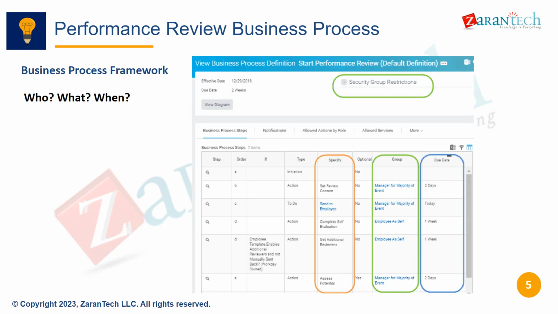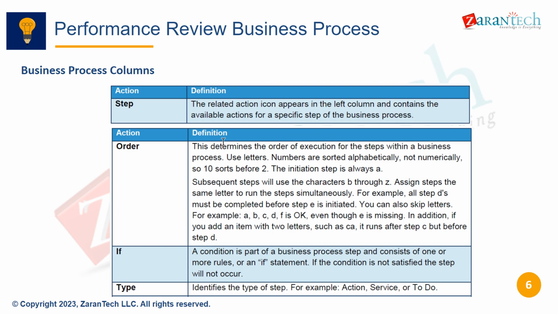The business process defines who does what and when. Key elements are the people involved, the review tasks they need to complete, and the schedule or deadlines. The business process has columns that define each step, who is involved, the task assigned, and the timeline.